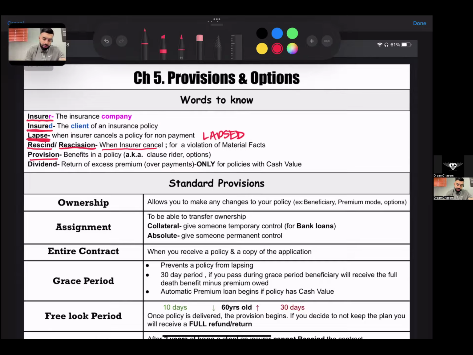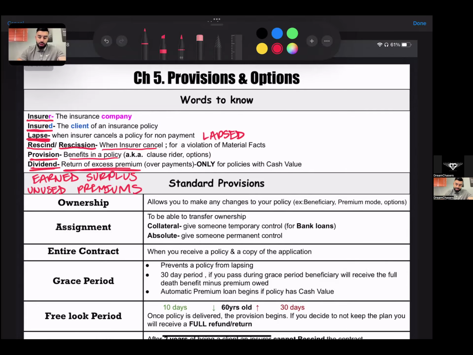Provisions, just what a provision is, it's just a benefit inside of a life insurance policy. So added benefits inside of a policy. And then a dividend is a return of excess premium. Another word for it that you may see on the test is earned surplus or unused premiums. So it is money that the company collected that they did not end up using. That dividend will be returned to the policy owner.